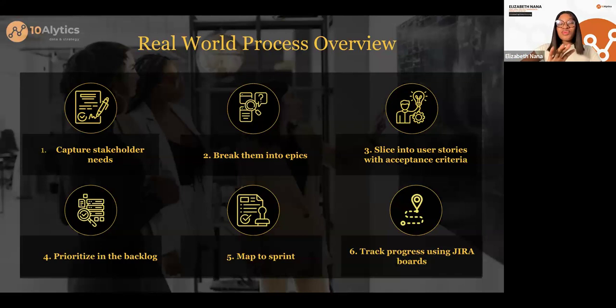The first part of the process is to capture stakeholder needs. You need to understand exactly what it is that your stakeholders want. And when we talk about stakeholders, I'm talking about both the internal stakeholders and the external stakeholders, your end users. Understand exactly what they need, because you want to build a process.